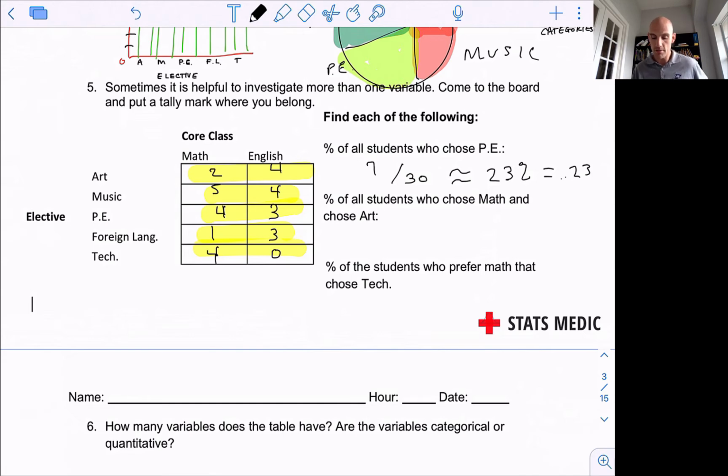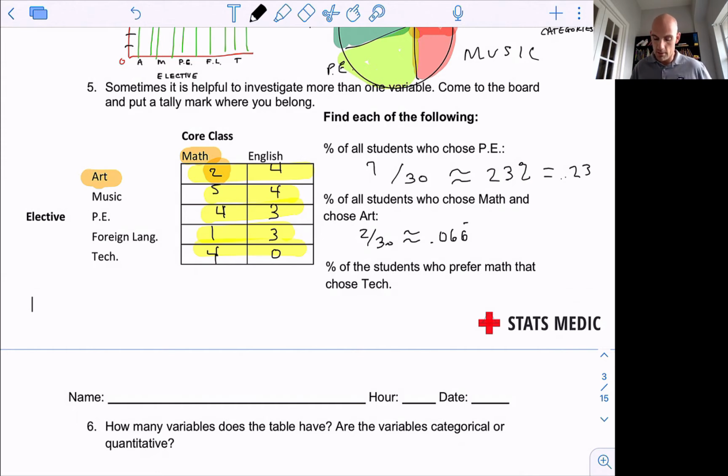Okay, the percent of all students who chose math and chose art. So how many students chose math and chose art? This is evaluating based on two different criteria. They chose math, so from this column, and they chose art, so right here. 2 of 30 chose math and chose art. Let's convert that to a percent. Divide by 30. That is approximately equal to 0.066, and that's repeating right there.